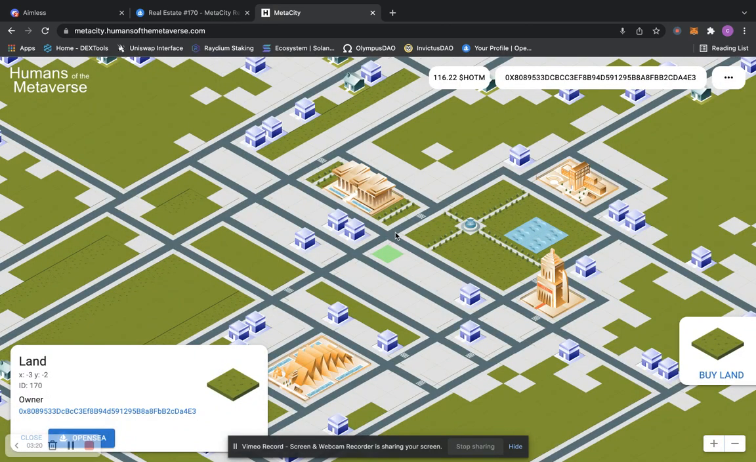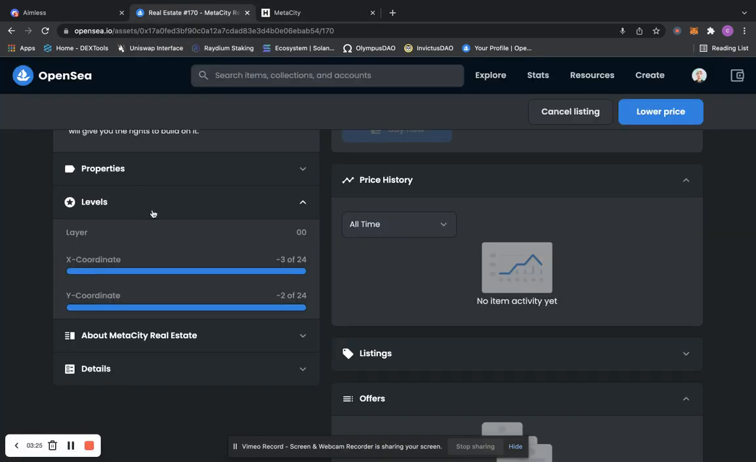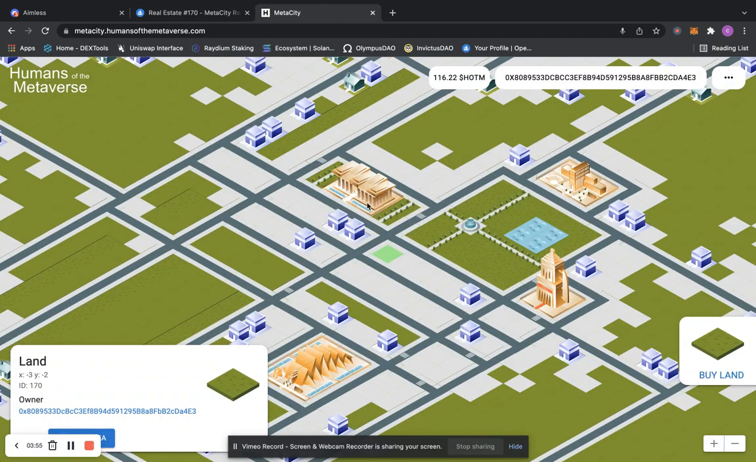So essentially, when we're looking through the OS page, we're going to look through the levels and check the X coordinate and the Y coordinate. And the smaller those numbers are, the closer to the center. If one of them is -24 or +24, it doesn't matter what the other one is, it's going to be on the edge of the map, right? So if both numbers are under 20 or under 15 or under 10 or under 5, those are benchmarks we can use for how close the land is to the center of the Metacity, and therefore how much HOTM the initial buyer paid for that piece of land.